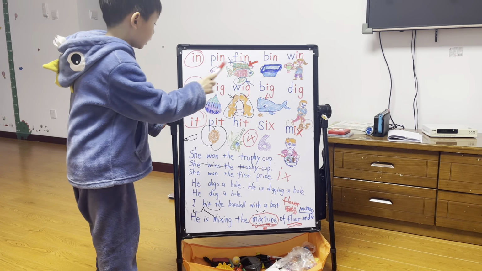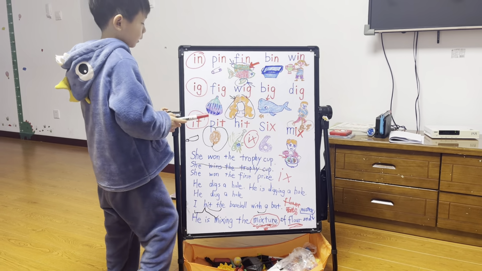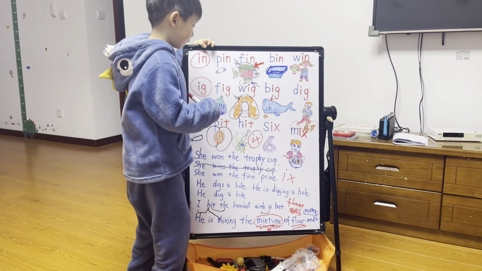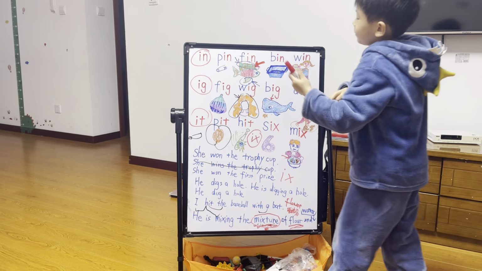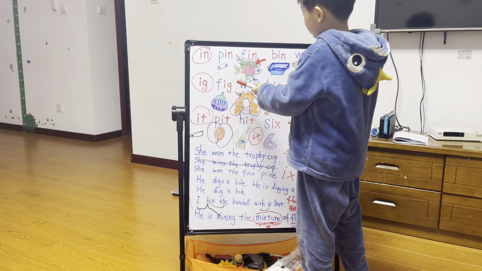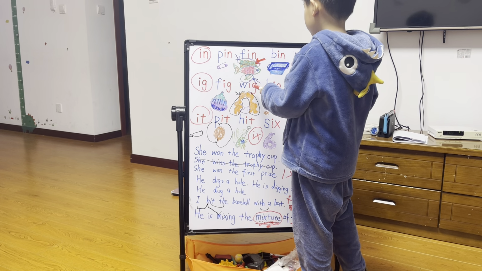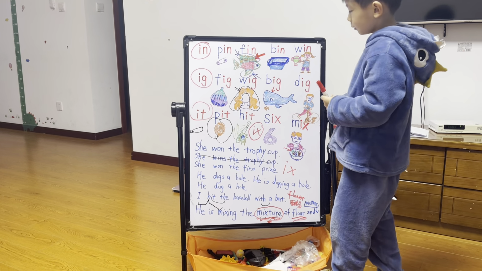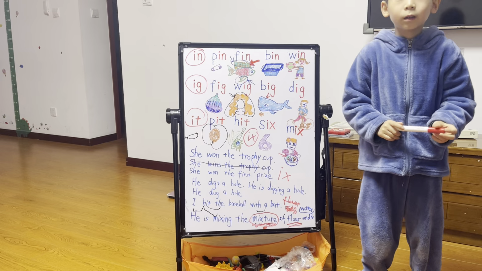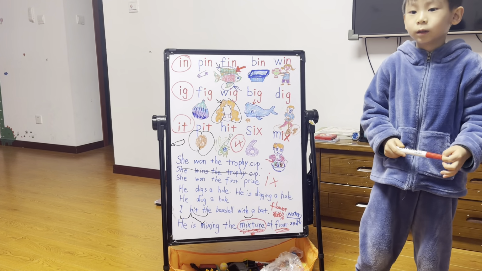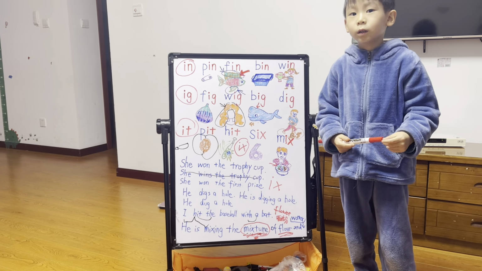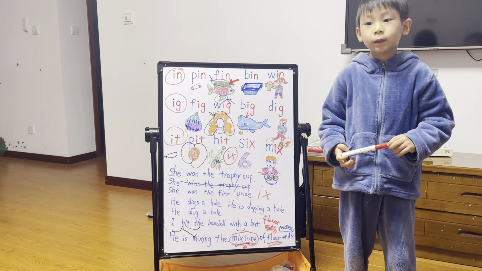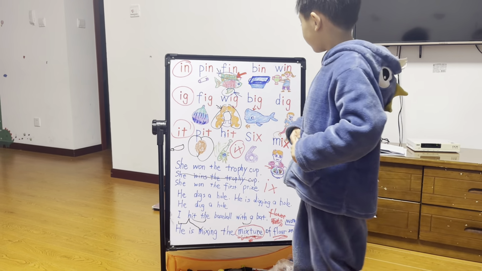I-G says ick, okay. First one, fig. Fig is a kind of fruit, okay. W-I-G, wig, okay. Do you have a wig? Did you wear a wig one day? Yes or no question? Yes, you did, okay.